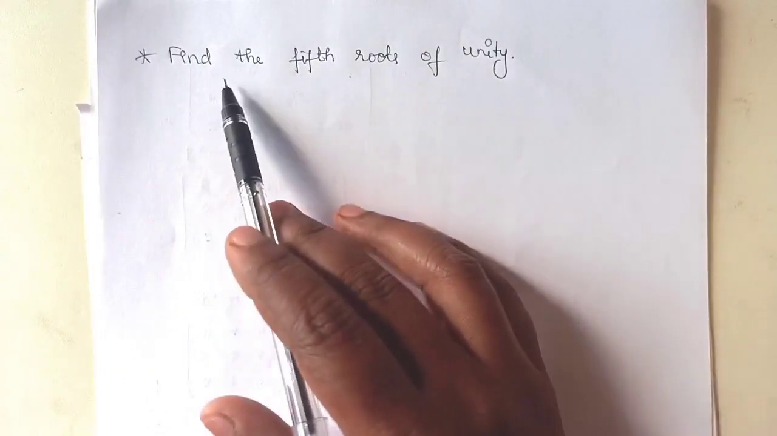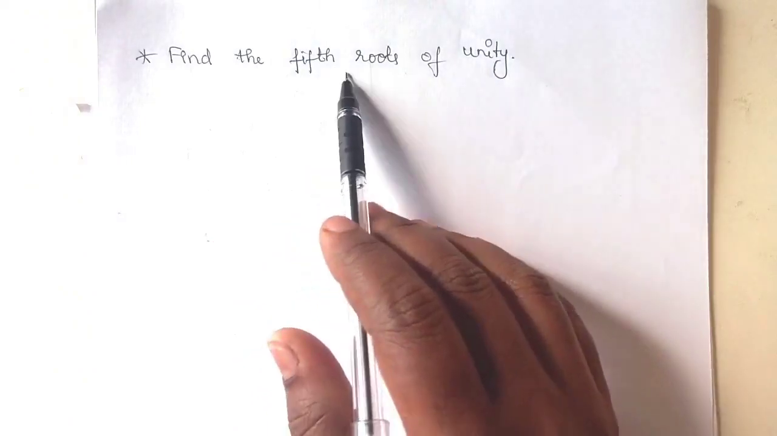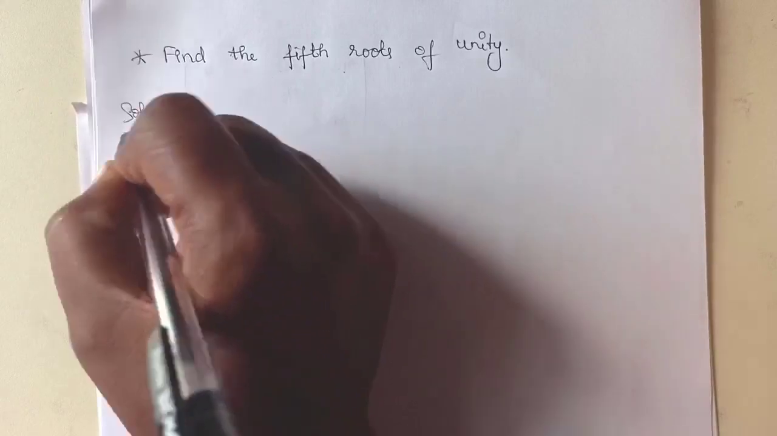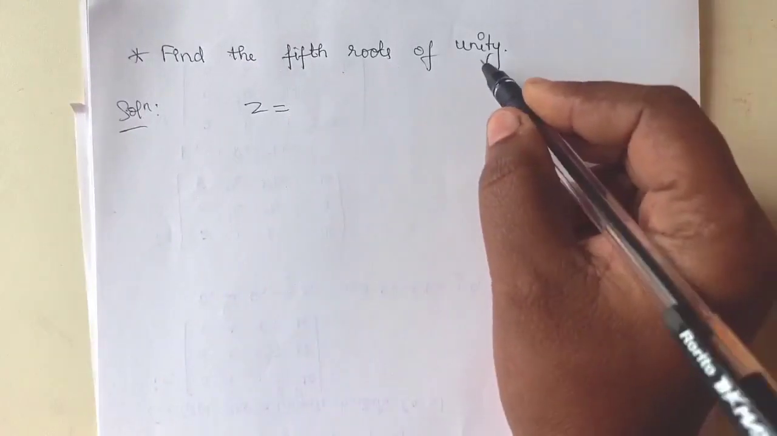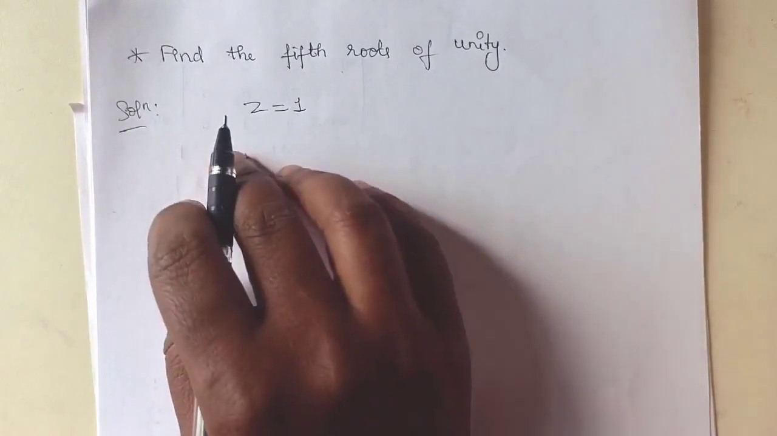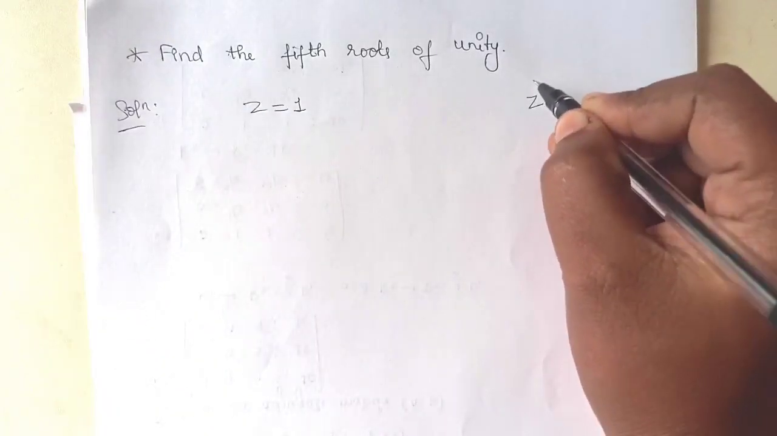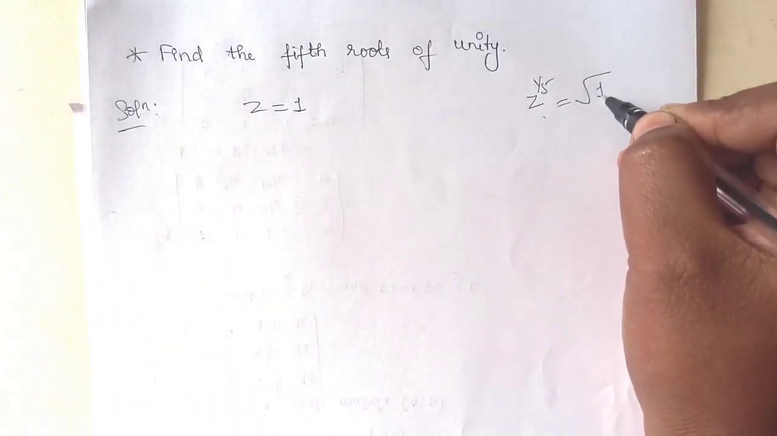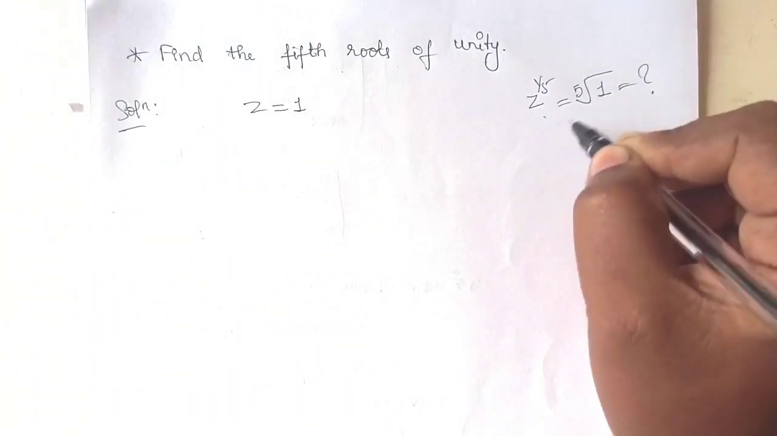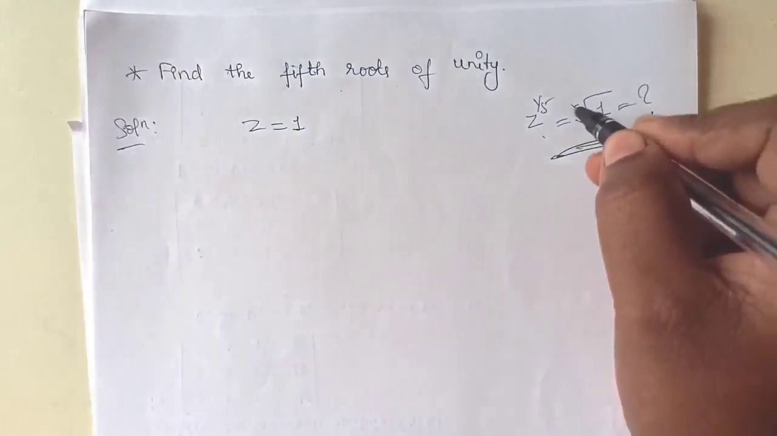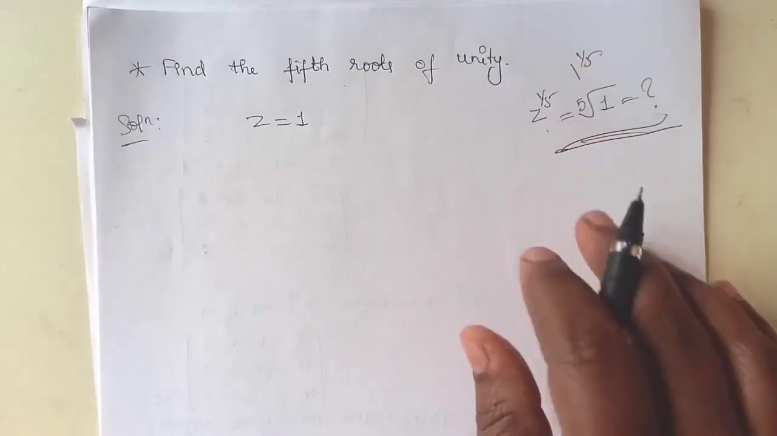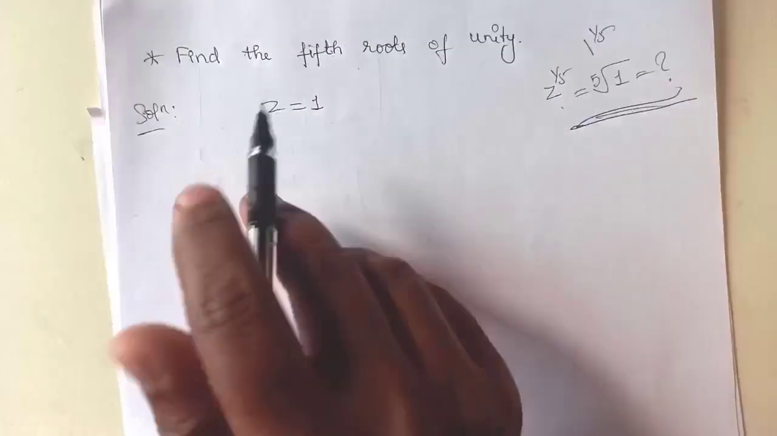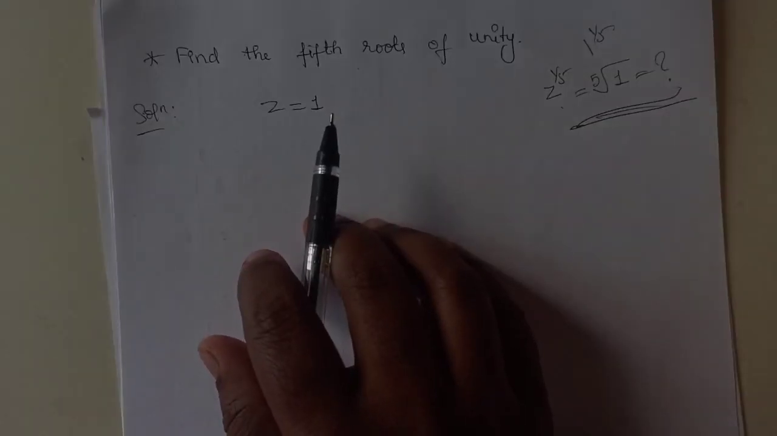Here the question is to find the fifth root of unity. Unity means 1, so the given complex number is z equals 1. Now we want to find the fifth root of this complex number, that is, 1 power 1 by 5. For this we start with finding the r and theta values.